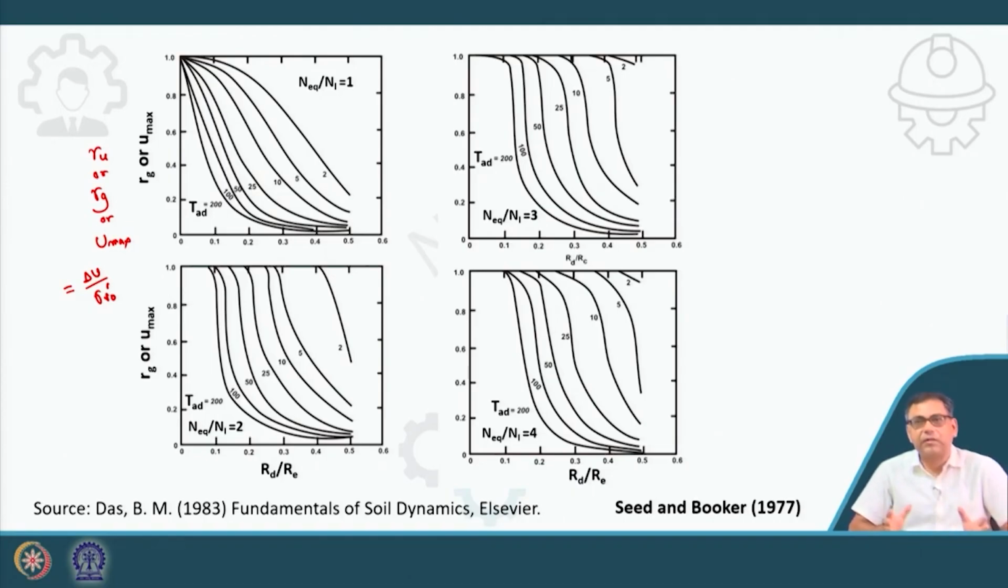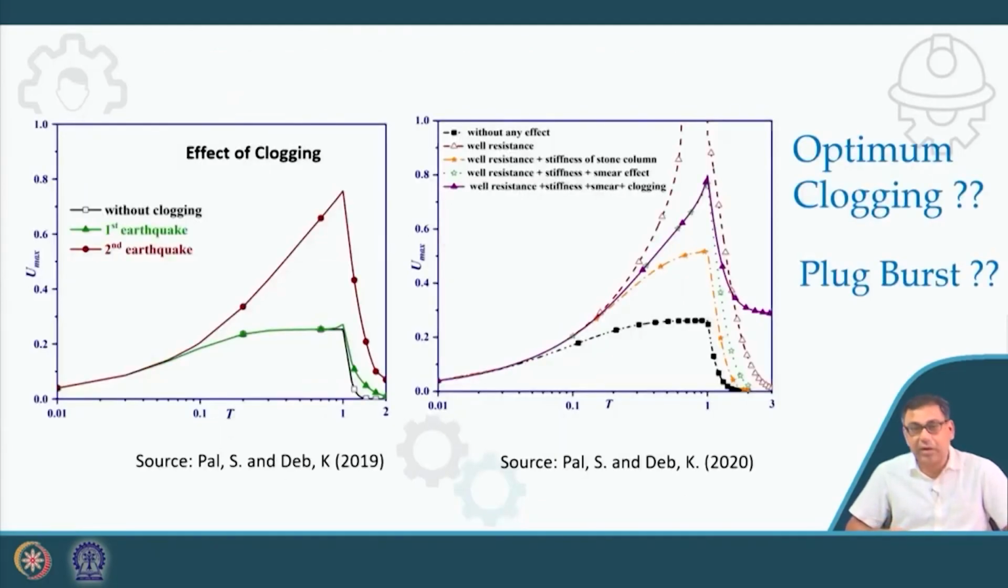So, without considering any of these effects, Seed and Booker proposed these design charts, and I have already discussed them. Now, a few researchers have worked on this area, and they have proposed models to incorporate the smear effect or the permeability of the stone column. Based on that, it has been observed that if I consider the finite permeability of the column, then the RU value will definitely increase.